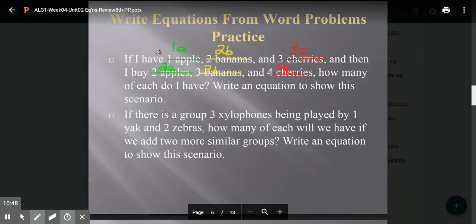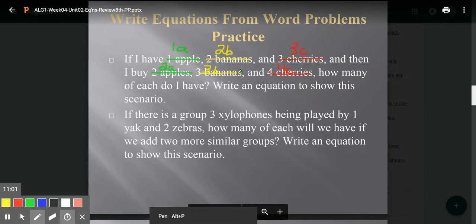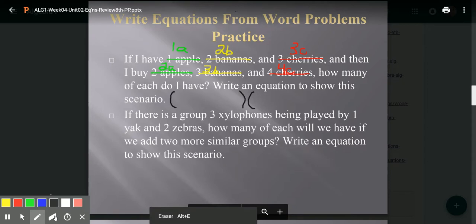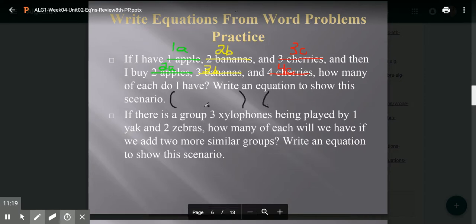And so I had this starting amount, this 1 apple, 2 bananas, and 3 cherries. And then if I buy more of them, then I'm going to be adding. There are many different ways to write this equation, so if you wound up with one that looks a little bit different, don't worry about that, but make sure it has the same idea. This first parentheses is our starting value, and then we're adding what we're buying here.